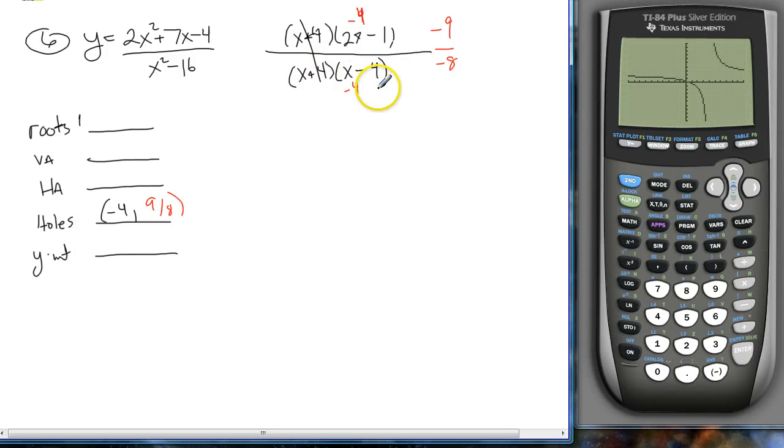Vertical asymptotes: whatever's left downstairs. x minus 4. Therefore, it is x equals 4. Root: whatever's left upstairs. 2x minus 1 equals 0. Therefore, x equals 1/2. Horizontal: if bigger downstairs, y equals 0. Bigger upstairs, there is none. Same power, same degree, which is this case, lead coefficients. There's a 1 downstairs. 2 over 1 is 2. The horizontal is y equals 2. Y-intercept: look at the back numbers. Negative 4 over negative 16 is positive 1/4.